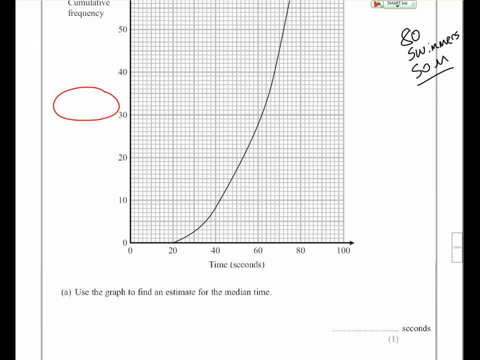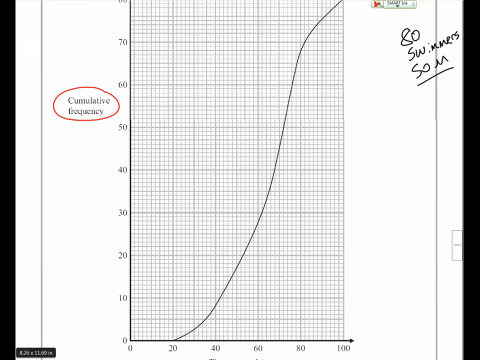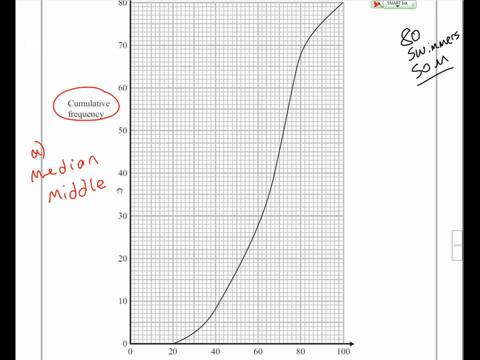So, question A. Use the graph to find an estimate for the median. Median is the middle. How many people have we got in total? We've got 80 people in total. So halfway for 80 is 40. Imagine all 80 numbers written out in a list. Middle is 40. So the median time is going to be whatever you read off here.